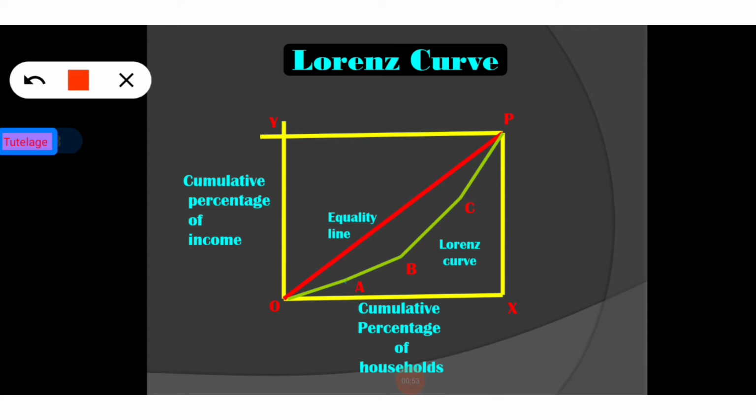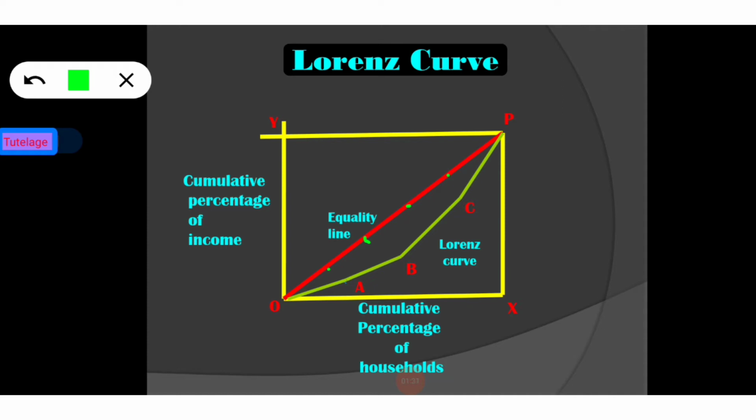Here we can see some points on the OP line, on the equality line. The equality line, or line of equal distribution, indicates that all the points on the line show a complete equality of income. For example, 25% of the households would get 25% of total income and 50% of households would get 50% of the total income, and so on. I think this is clear about the equality line.